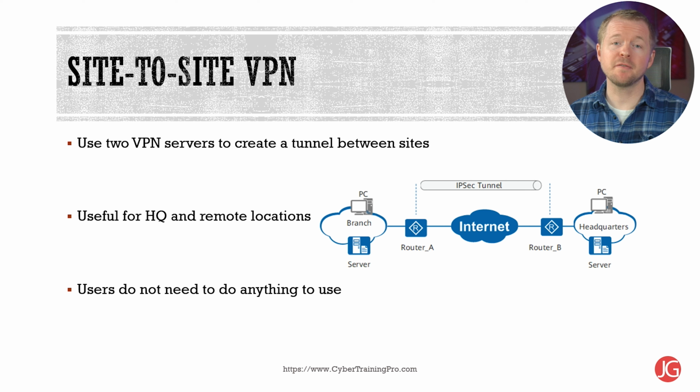Site-to-site VPNs use two VPN servers, one at each site, and then they create a tunnel between each other. One of the most common uses is if we have a headquarters location and we want to connect a remote location with that headquarters location.